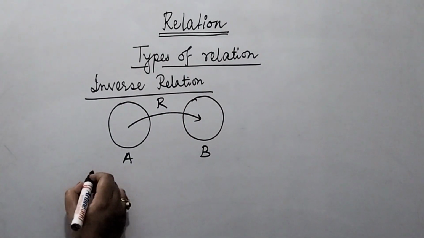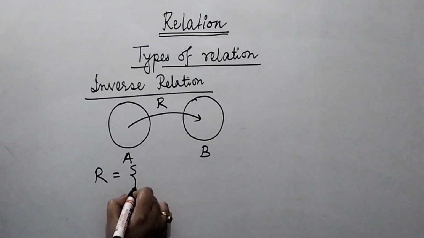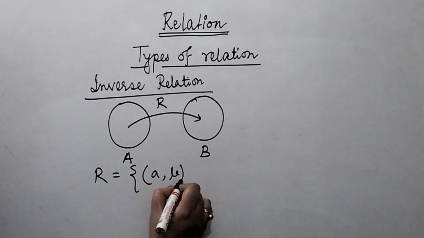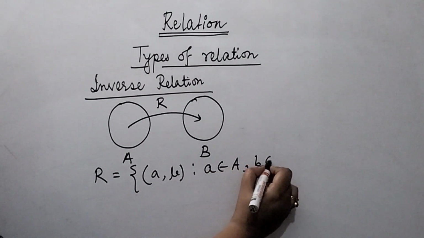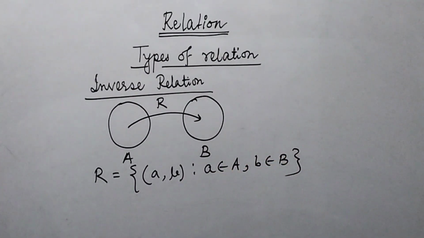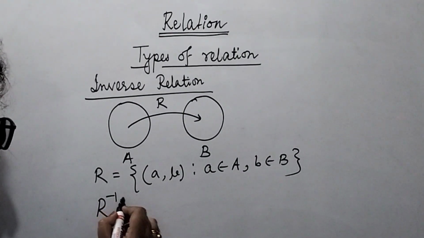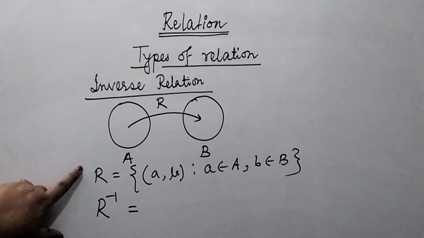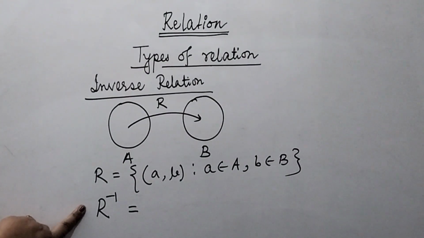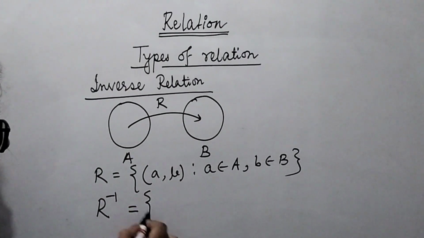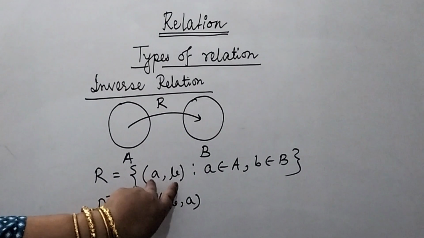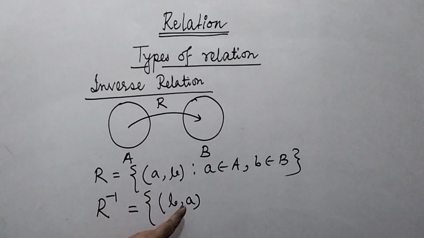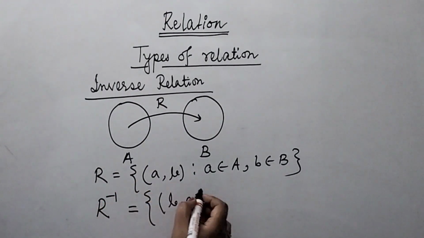Okay, then we know that R will contain the elements which are in the form of ordered pair, where a belongs to set A, and b belongs to set B, codomain B, right? Now what about R inverse? R inverse means the inverse relation of R. It is denoted by this symbol. It will contain the elements of the form (b, a). So these elements of the ordered pair are just interchanging their position, right?